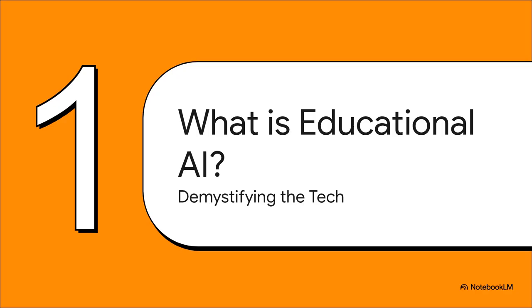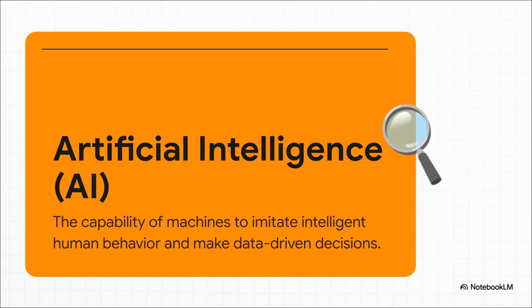Let's break down what AI actually is in a school setting, without all the confusing jargon. So what is AI really? You see the formal definition here, but here's the key thing to remember. AI isn't just one single thing. Think of it more like a big umbrella term for any machine that can kind of imitate human intelligence, from basic problem solving all the way to some really complex learning.